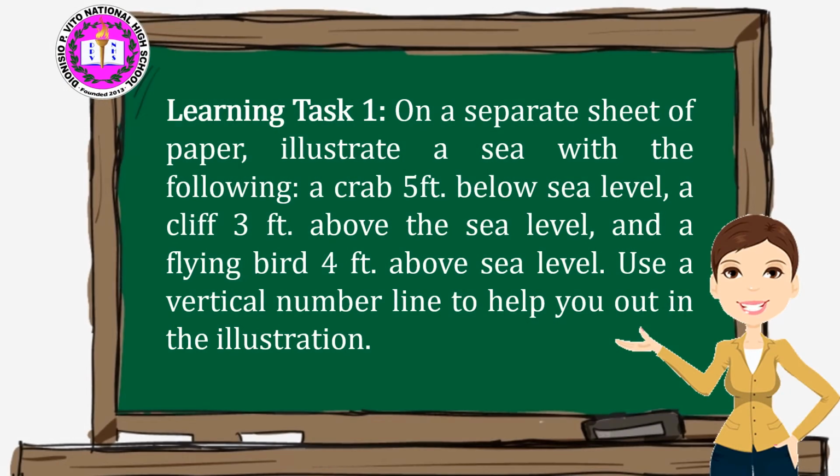Before we proceed to our discussion, let's have first learning task 1. On a separate sheet of paper, we're going to illustrate a sea with the following: a crab, which is 5 feet below sea level, a cliff, which is 3 feet above the sea level, and a flying bird, which is 4 feet above the sea level. We're going to use a vertical number line to help you out in the illustration.